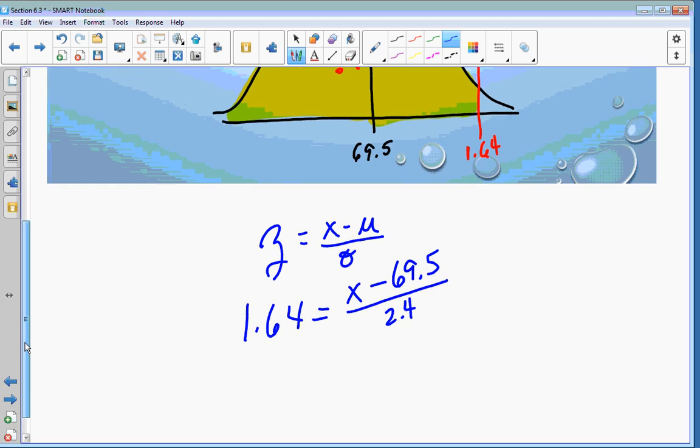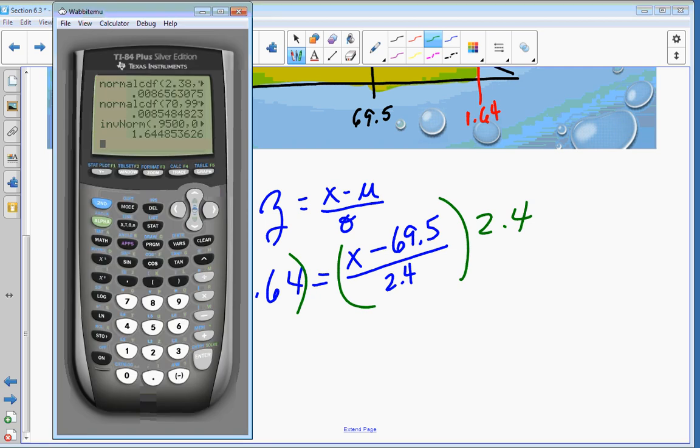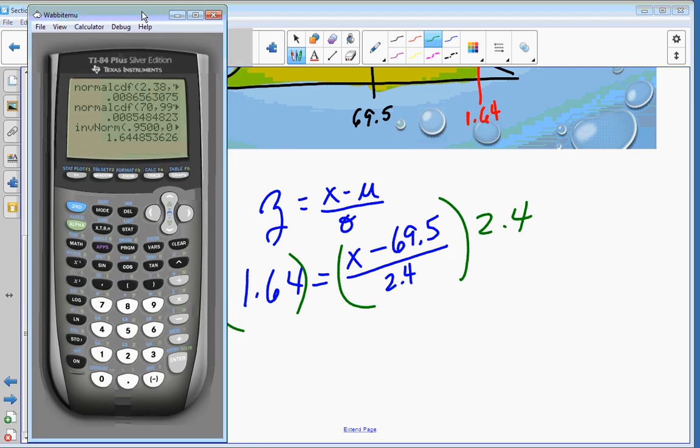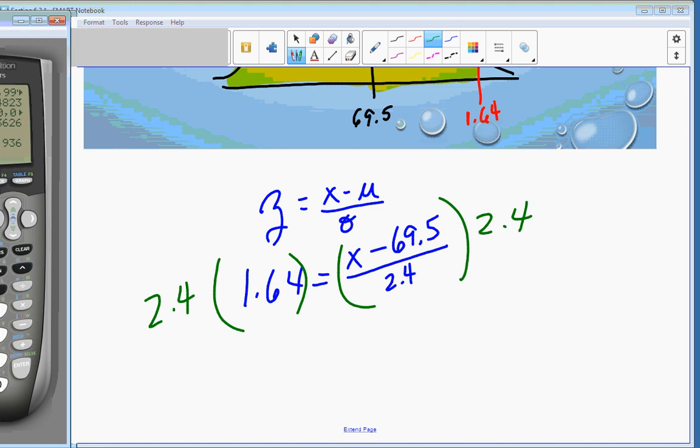Well, I'm going to use algebra to solve this, of course. I'm going to multiply both sides of the equation by 2.4. So I've got 1.64 times 2.4, and I get 3.936.